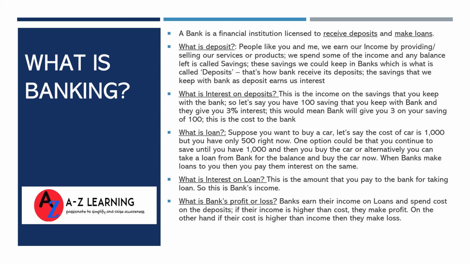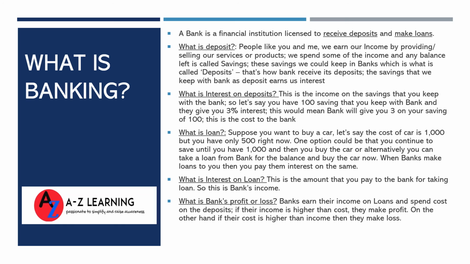And then the last question is basically, what is a bank's profit? How do banks make money? How do banks make profit or loss? So the bank's cost is the money that they are paying on the deposits, and income is the money that they are earning on the loans. So if their income is higher than cost, they will make a profit. If their cost is higher than income, they will make a loss. So that's how, in very simple terms, the banks operate.